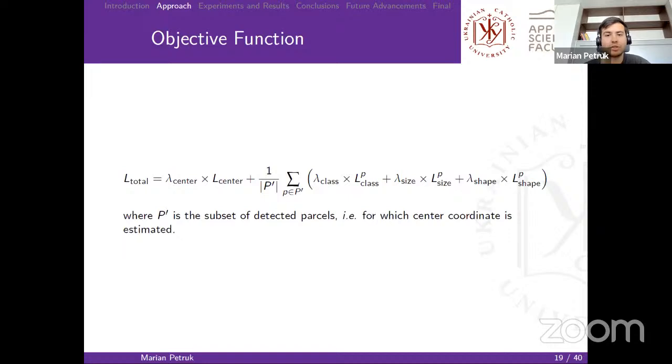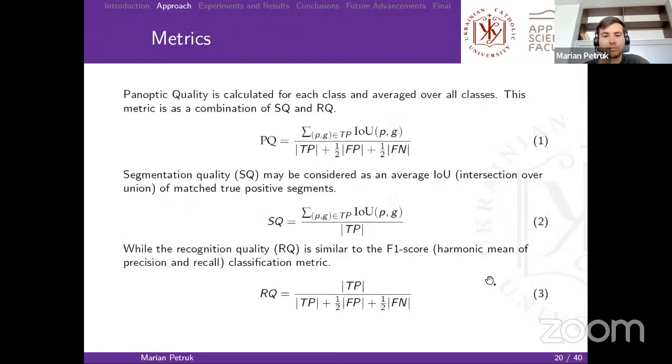For the objective function, there is a combination of four loss functions to supervise the model optimization process: parcel centers, crop class, size of the parcel, and shape. I omit the detailed formulas. They are in my thesis, and I can explain them if there are questions. Now I am skipping them due to a shortage of time.